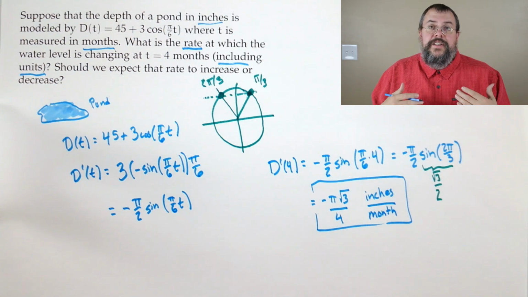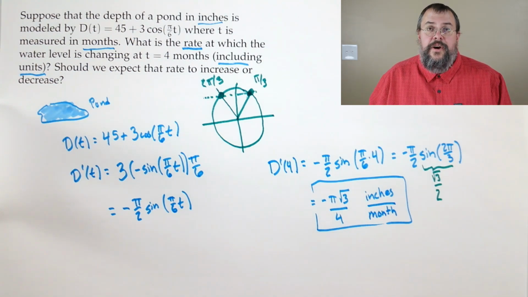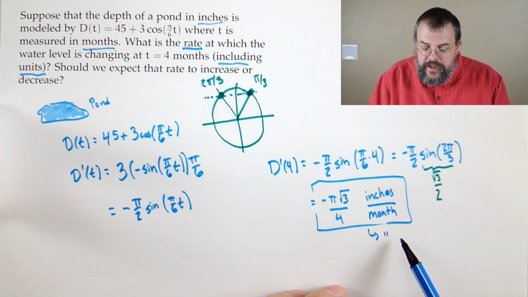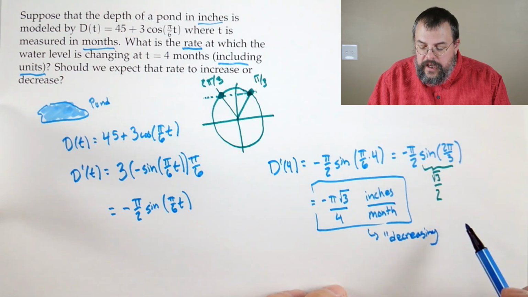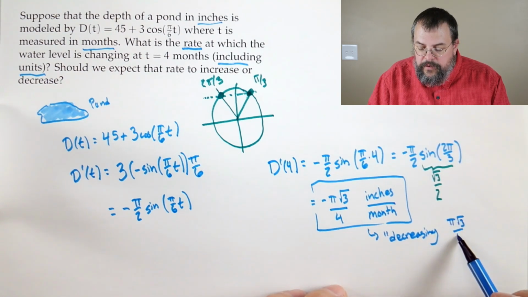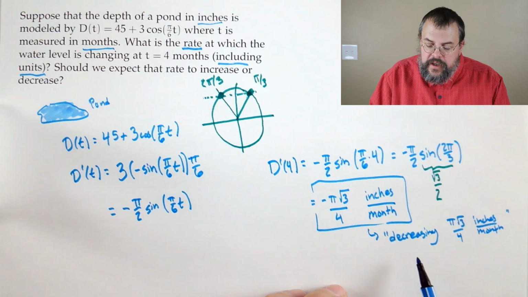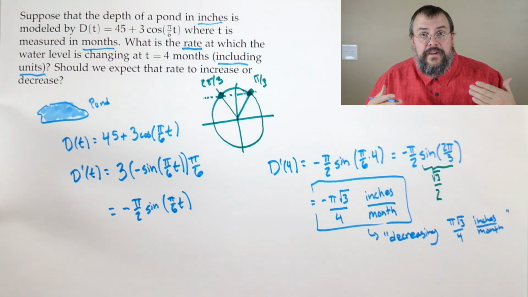Now, you might say it is changing at negative pi root 3 over 4 inches per month, or you could also say the following statement out loud, decreasing at pi root 3 over 4 inches per month. Now, does this still mean the same thing? Well, yes, because decreasing is an indication that you are negative. It's a negative rate.